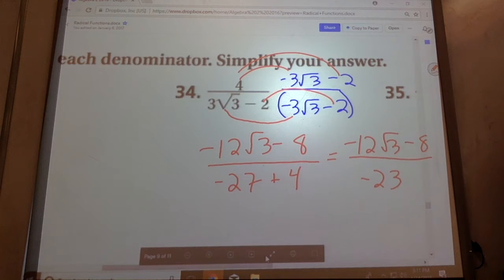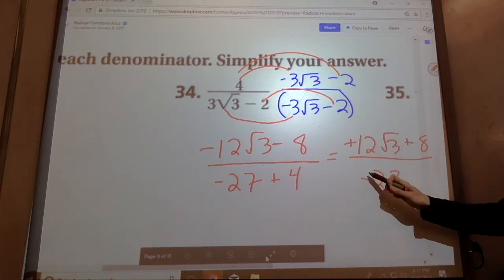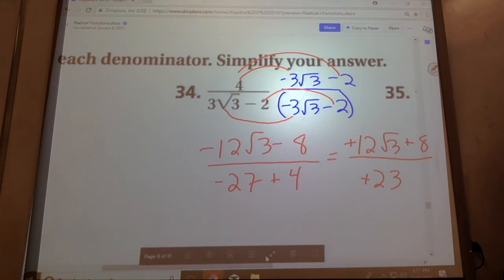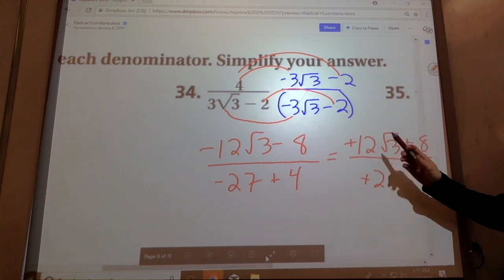Okay. If I wanted to go one more step and make all of these positive, that probably looks a little bit better, but you don't have to, since they were all negative. Negative divided by negative is positive, and I can switch all of those around.